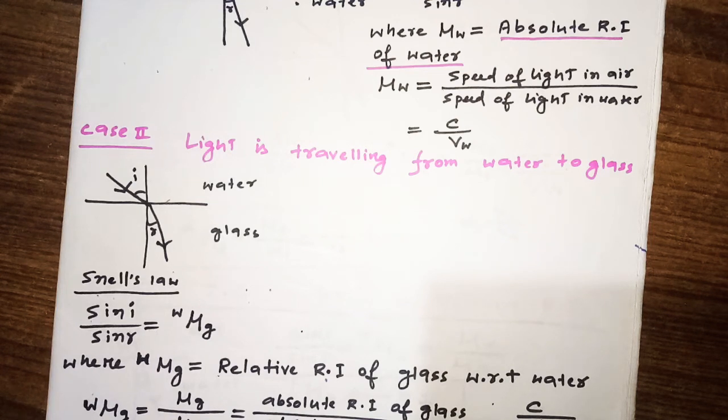In this case, Snell's law will give us sin i by sin r is wμj. What is that? That is the relative refractive index of glass with respect to water. That is the relative refractive index of the medium to where the light is going with respect to the medium from where the light is coming, okay? So here sin i by sin r is equal to wμj, that is the relative refractive index of glass with respect to water.